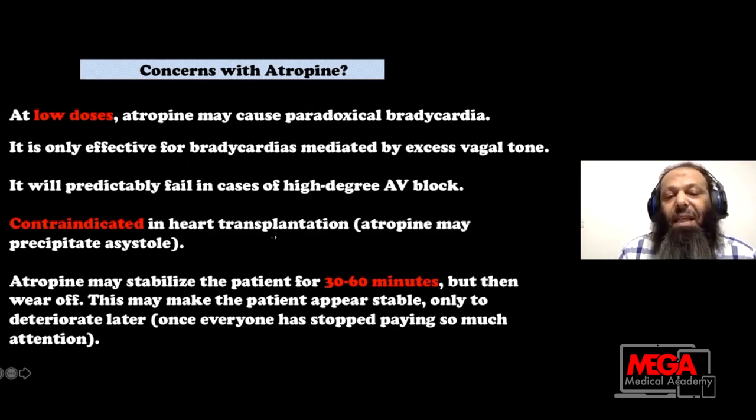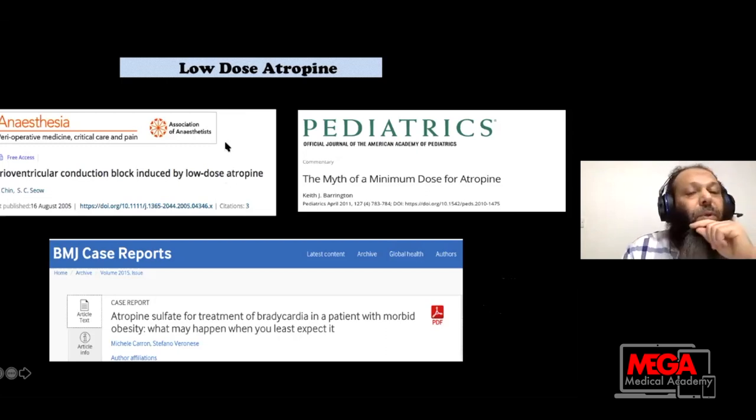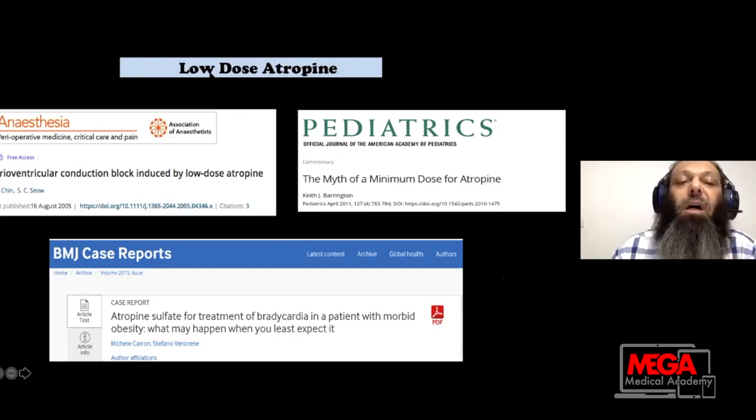It's contraindicated in heart transplant. Actually, the atropine will precipitate asystole, and there are reported cases who received atropine after a heart transplant and developed bradyasystole. Atropine may stabilize the patient shortly, 30 to 60 minutes, then it will wear off. It's short acting. So this makes the patient appear stable in front of you, but he will deteriorate later on. There are many literature reports, case reports and cohort studies about the use of low dose atropine for bradycardia in ICU, complicated by AV block or severe bradycardia.